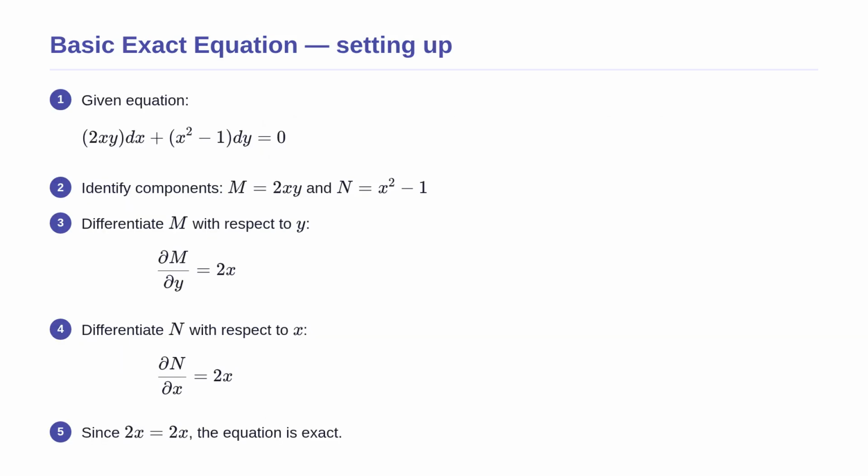Let us solve a basic exact differential equation. We are given an equation and asked to find the hidden parent function. Our first step is always to identify the m and n parts. Here m is 2xy and n is x squared minus 1. Before trying to solve, we must test if the equation is actually exact. We differentiate m with respect to y, treating x as a constant, which gives 2x. Then we differentiate n with respect to x, treating y as a constant, which also gives 2x. Since they match, the equation is officially exact.